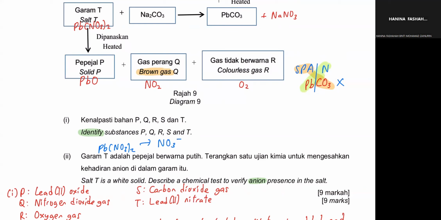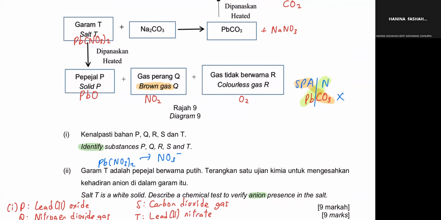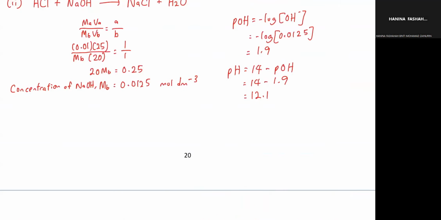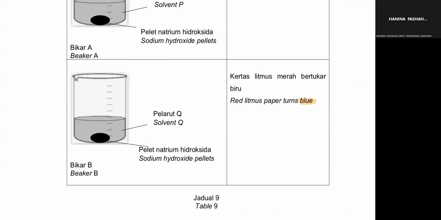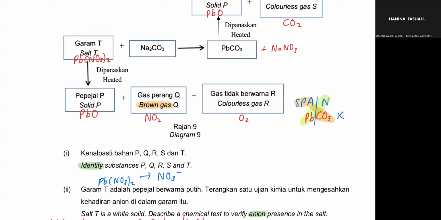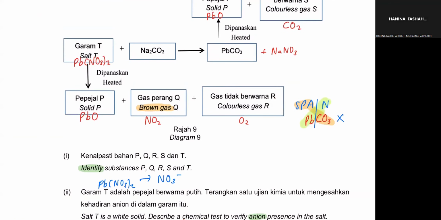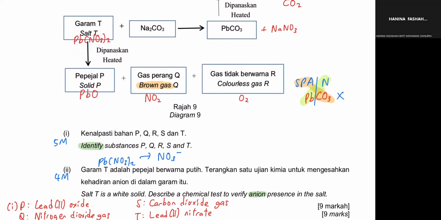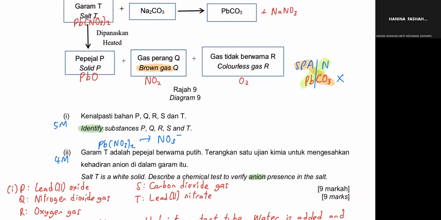Question 1 would be how many marks? Question 10, B1, 5 marks: 1, 2, 3, 4, 5. Question 1 will be 5 marks. Question 2 will be 4 marks. Five marks: P, Q, R, S, T with each 1 mark. Now question 2 is B2, this.